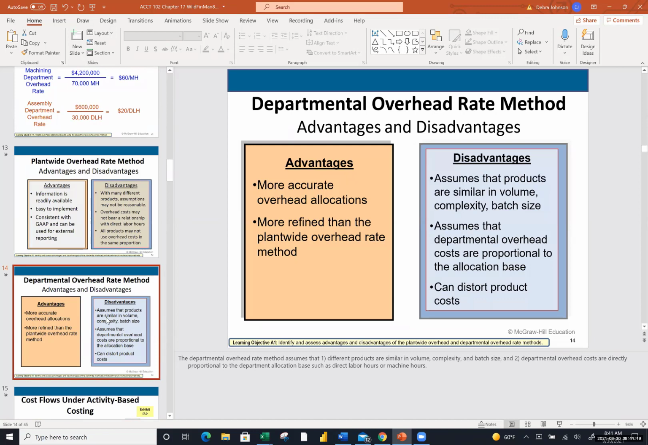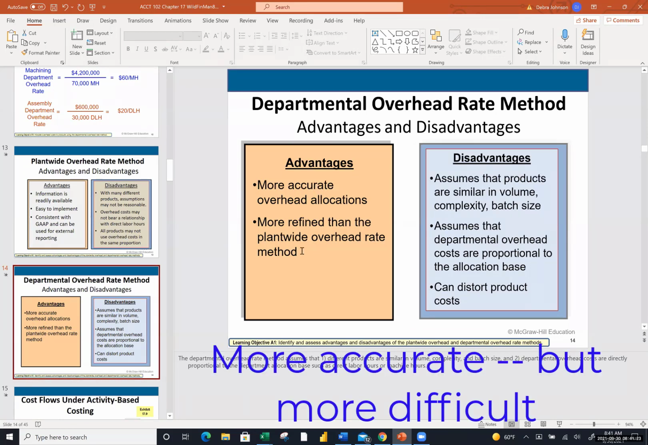Here are the multi-departmental rates. A little bit more accurate, but a little bit more complex, more refined than using one single rate. This is also a volume-based rate, and so that can distort product costs. We saw a little bit of that last time.